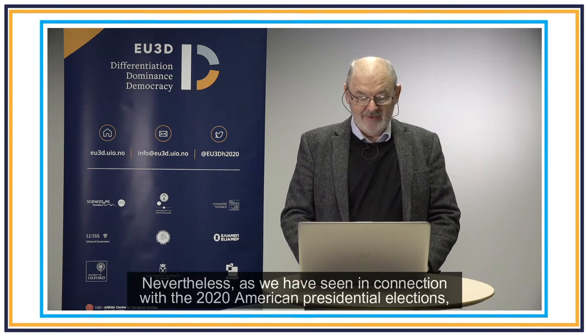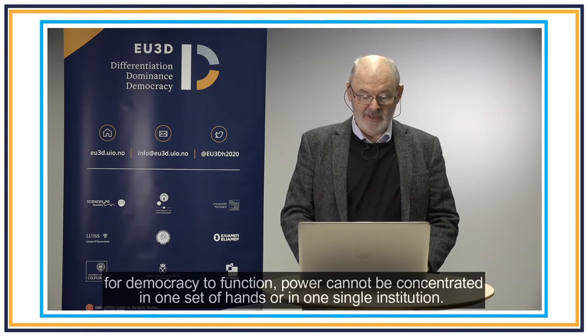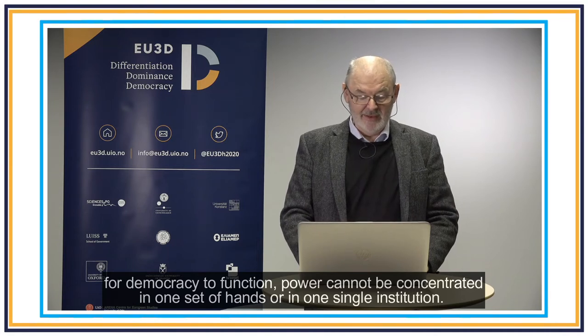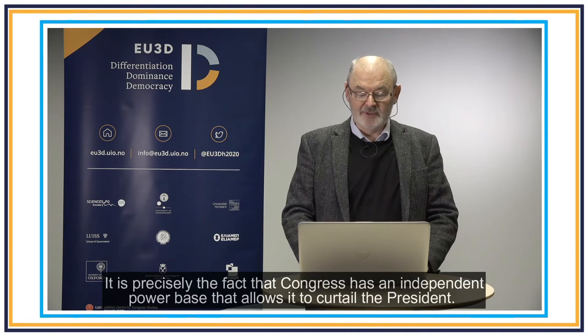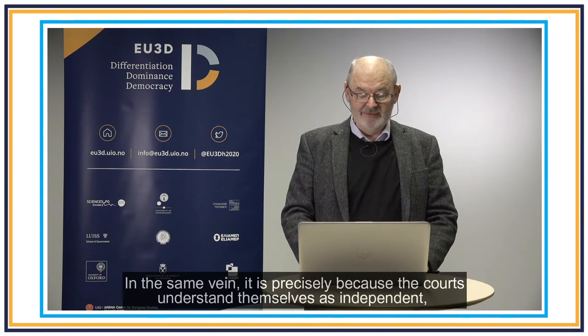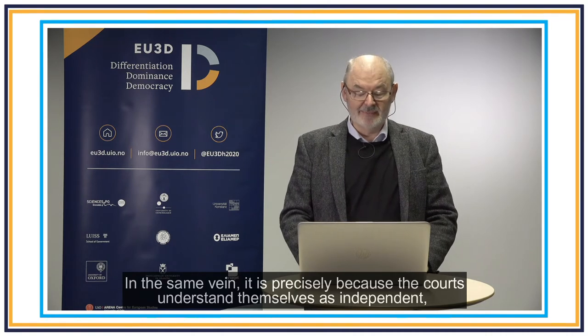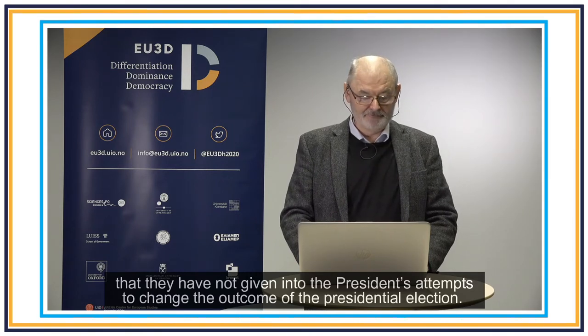Nevertheless, as we have seen in connection with the 2020 American presidential elections, for democracy to function, power cannot be concentrated in one set of hands or in one single institution. It is precisely the fact that Congress has an independent power base that allows it to curtail the president. In the same vein, it is precisely because the courts understand themselves as independent that they have not given in to the president's attempts to change the outcome of the presidential election.